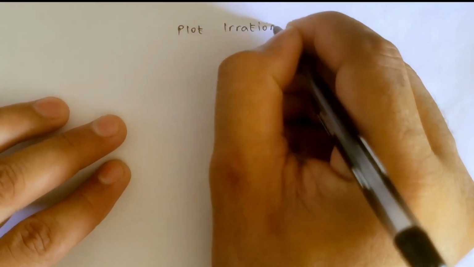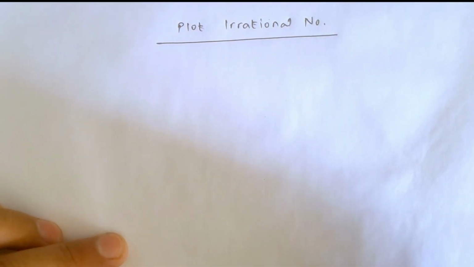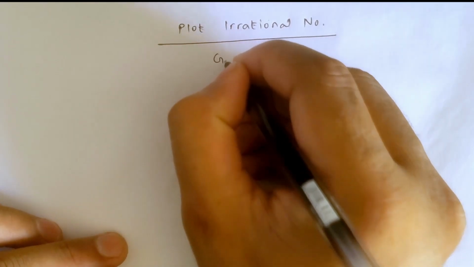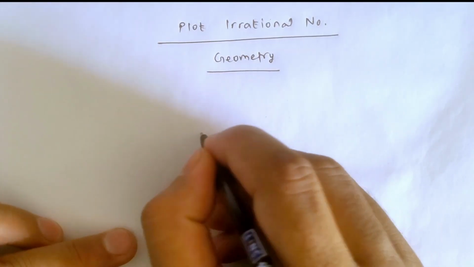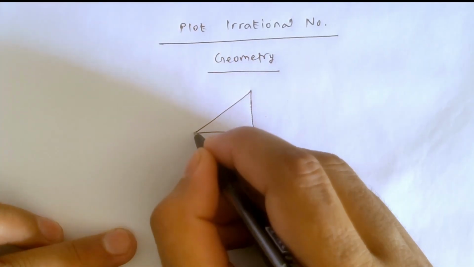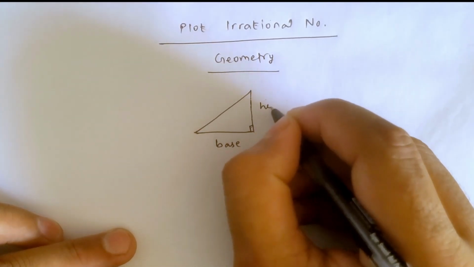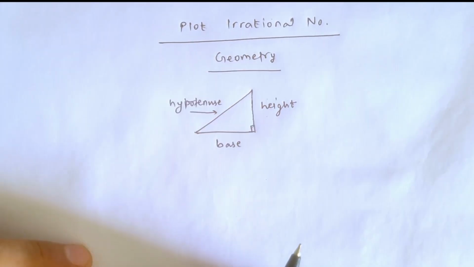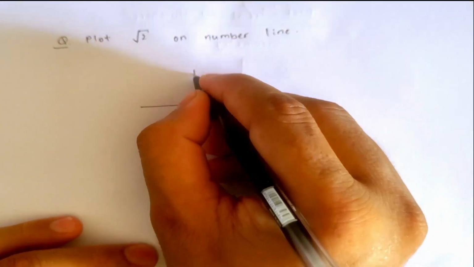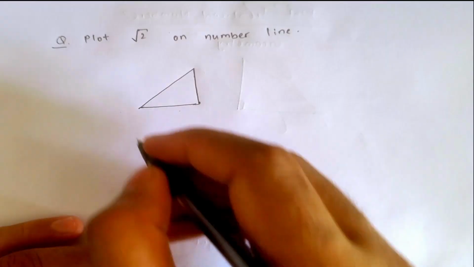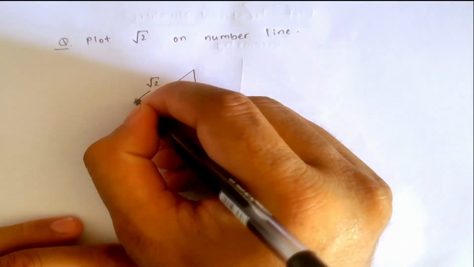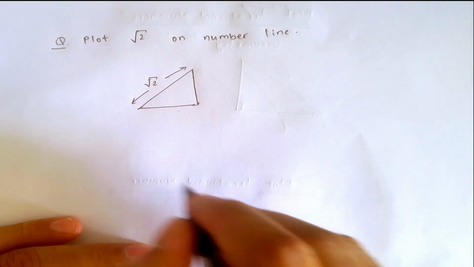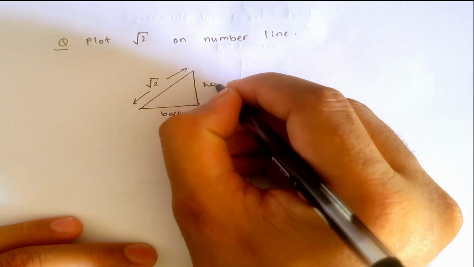Let's see how we plot irrational numbers on the number line. We are going to do this the same way they were originally discovered, using geometry. We will build a right angle triangle with a right base and height to get our irrational value as the hypotenuse. Let's first see how we plot the square root of 2. Our task is to construct a right angle triangle whose hypotenuse is exactly square root 2. To do that, we have to choose a base and a height.